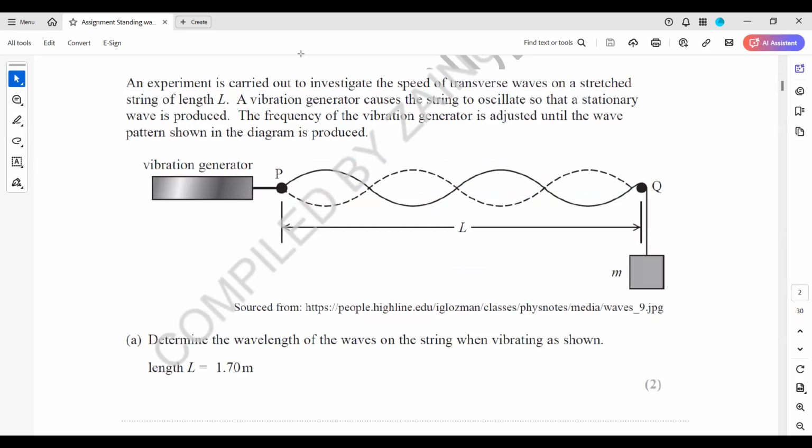Determine the wavelength of the wave when the string is vibrating as shown. First, this is a node, node, node, node, and a node. How can I relate the wavelength with the length here? The distance between three successive nodes is lambda. So this is lambda and this is also lambda. So what is the total length? I can say L is equal to 2 lambda.